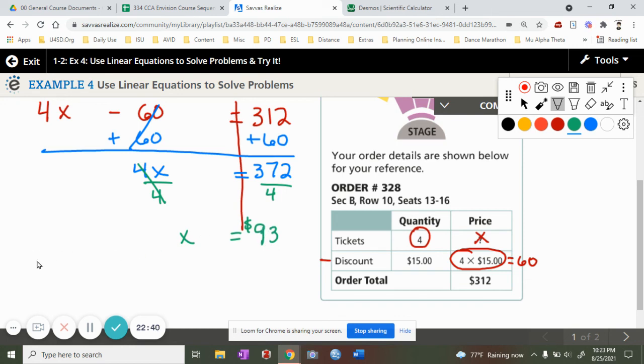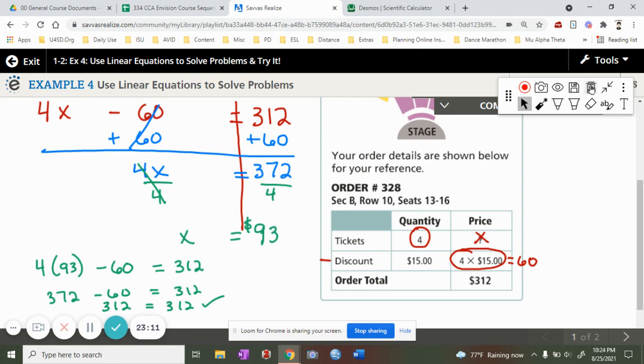So let's check it. 4 times 93 minus a $60 total discount. Will that get me 312? So 4 times 93 is 372. If I take away 60, is that 312? And it is. Okay? So now I want you to try one. Let me clear this out. You can pause and go back if you need to.